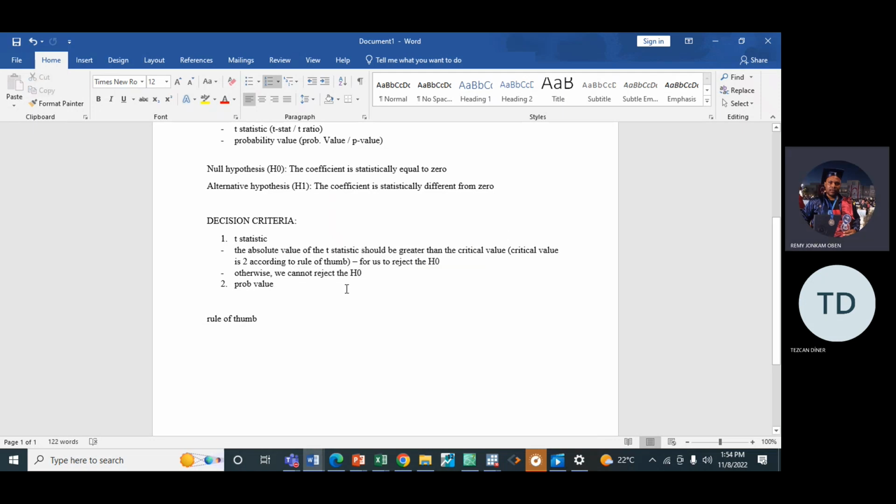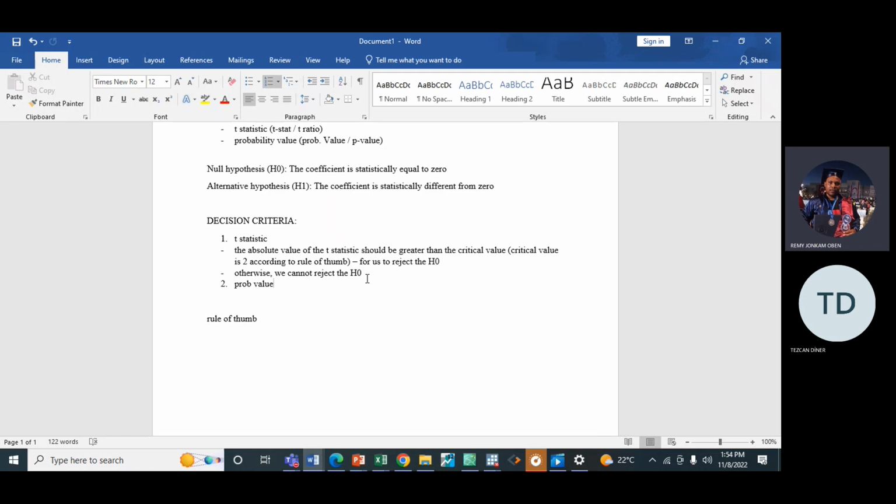Guys, one other thing I'm going to tell you is that it must not be greater than 2 in all cases. So instead of saying greater than 2, we can say it should be around 2 or greater than 2. Why? Because at times you see a case where maybe it is 1.99. It is not greater than 2, right? 1.99 is not greater than 2.